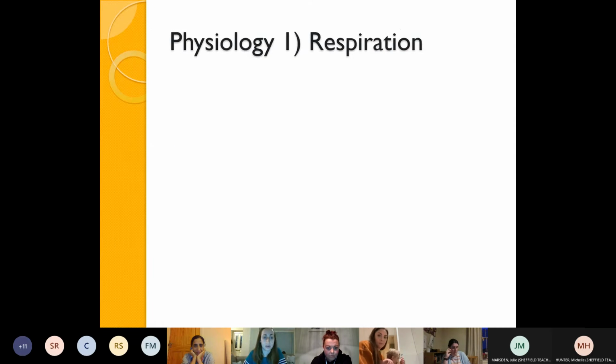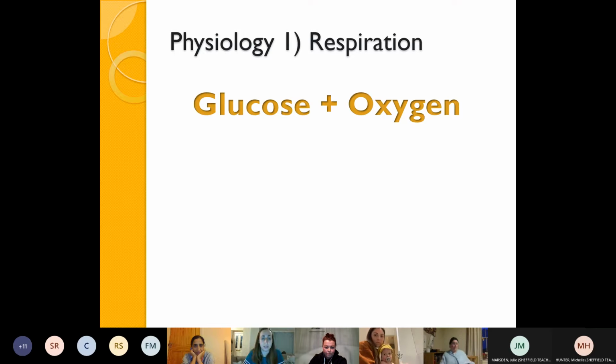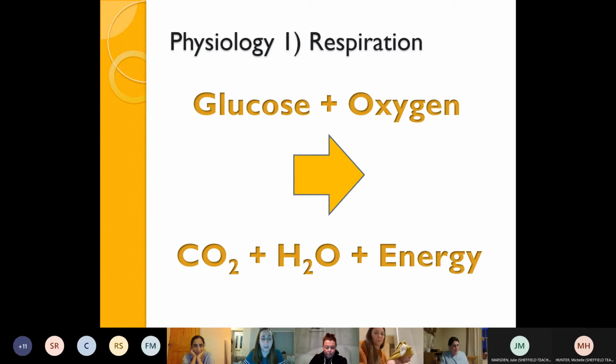So I'm just going to quickly go over the physiology. I'm not going to go into too much detail, but as I say, I do think it's important to understand why things happen, just because then it's easier for me anyway to remember what we do. So from biology, glucose plus oxygen gives CO2, H2O, and energy.